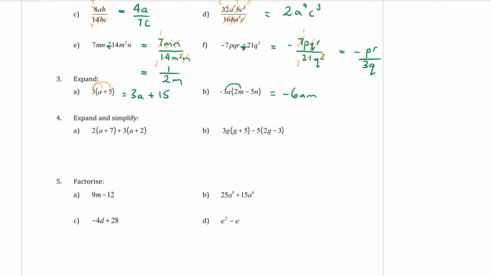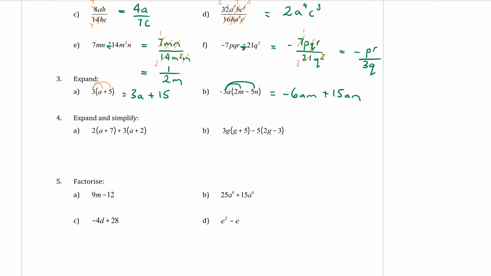Then a minus 3 times a minus 5, that's going to change my symbol to a plus. Minus and a minus makes a plus. 3 times 5 is 15. And I have an a and an n. Okay, always be careful with minus signs. One of the most common mistakes is expanding minus signs into brackets and forgetting to change symbols.